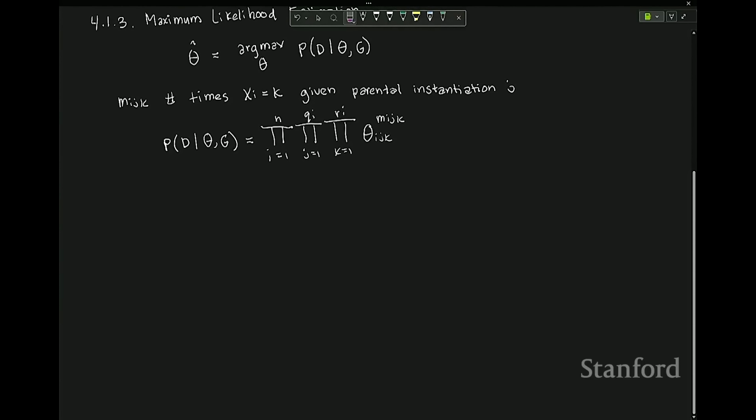If we take the derivative of this and find where that probability is maximum, we get our optimal parameters, theta hat ijk, equal to mij k over the summation over k prime. That's just all the possible values that our node i could take on of mij k prime. So if we're using maximum likelihood estimation, these are our best parameters. But just looking at this formula, can anyone see any potential drawbacks of this approach?